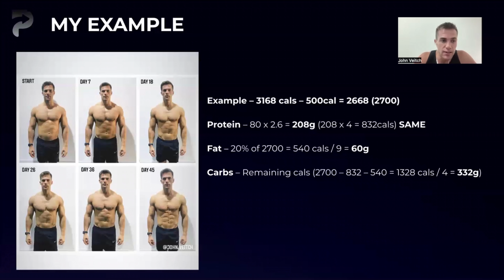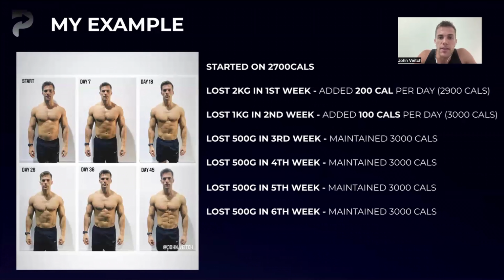So you can see here at the start, this is what I implemented at the very start, the top picture on the left. Okay, I started on that 2,700 calories. I implemented that intake with the foods. I was consistent with the food, consistent with my daily training, daily habits. I lost 2 kilos in that first week.